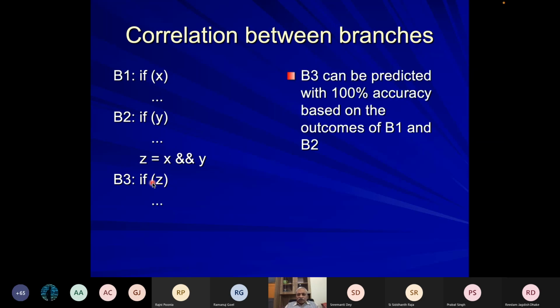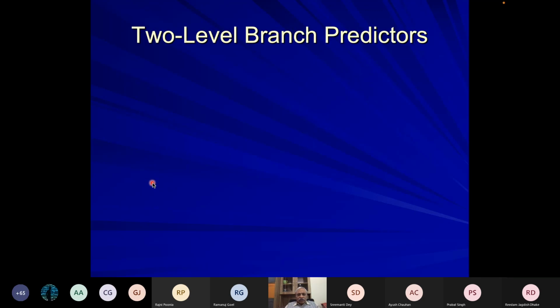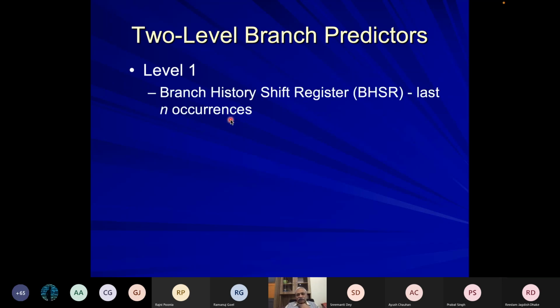So we have what are called two-level branch predictors, which look at branch history in some global sense.